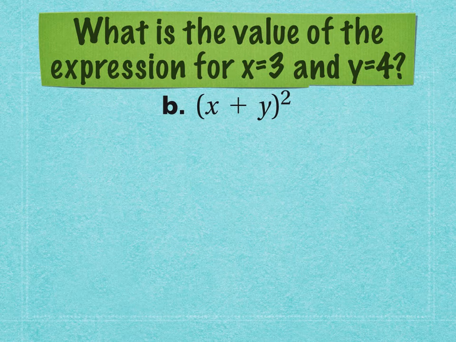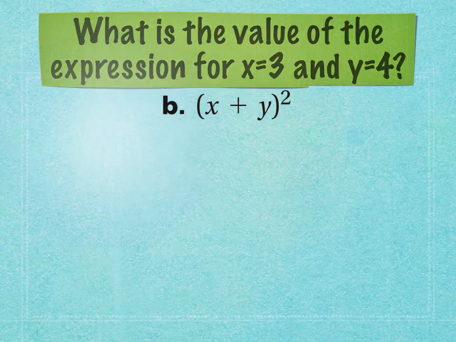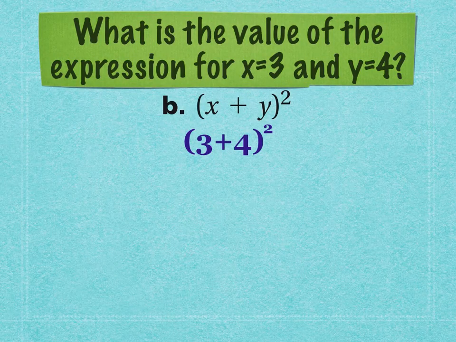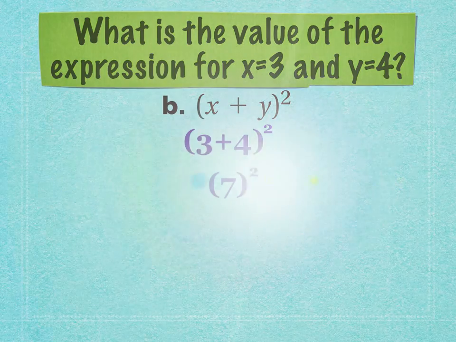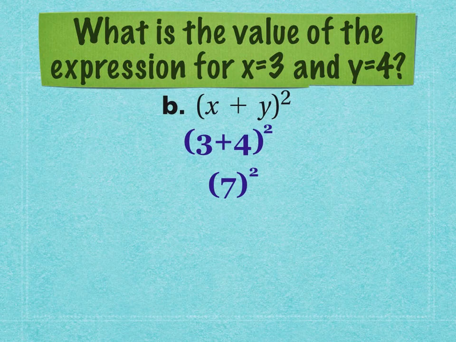The next example asks us, what is the value of the expression for x equals 3 and y equals 4 again? We have in parentheses x plus y, close the parentheses squared. So go ahead and substitute in, and you get in parentheses 3 plus 4, close the parentheses squared. Inside of the parentheses is what we need to do first. 3 plus 4 is 7. And then bring down your squared, and 7 squared is 49.